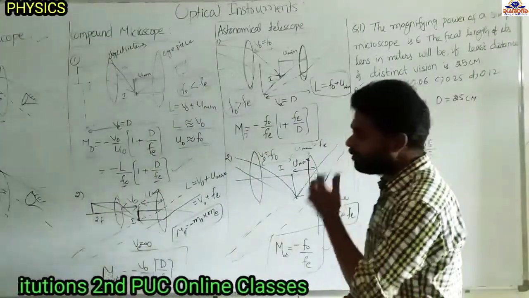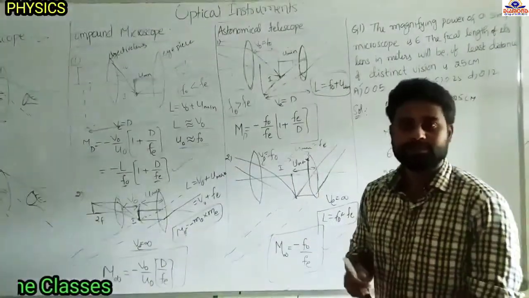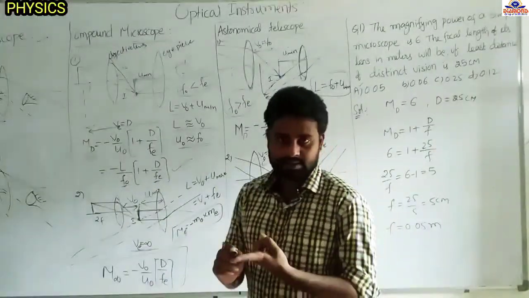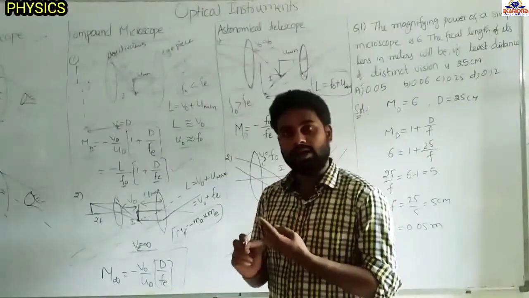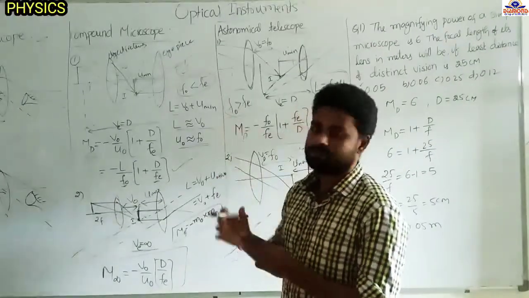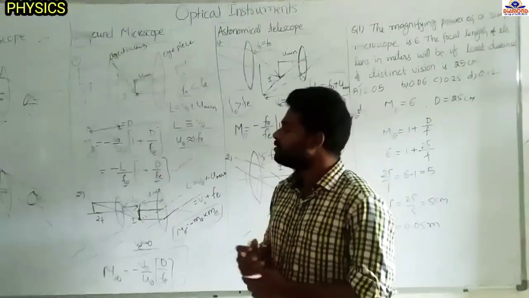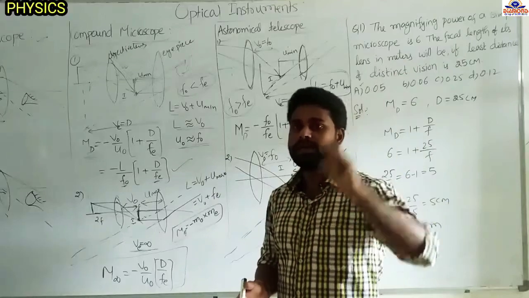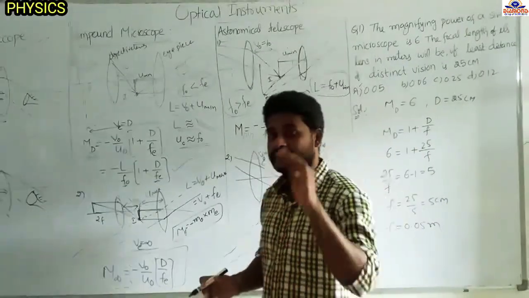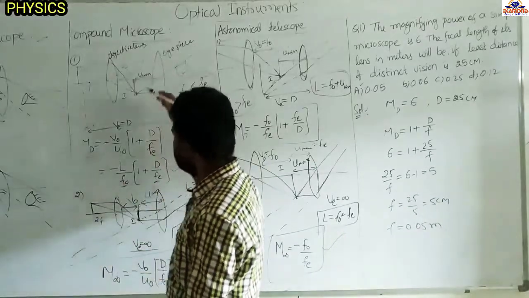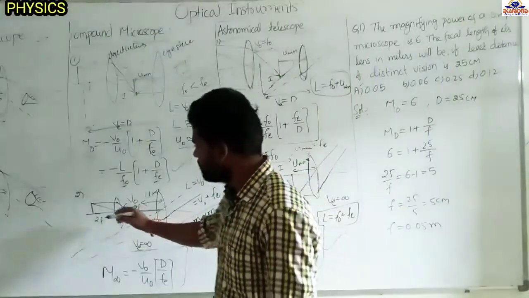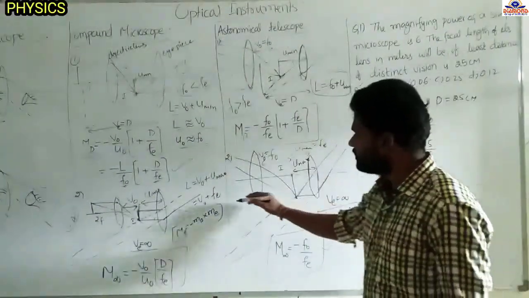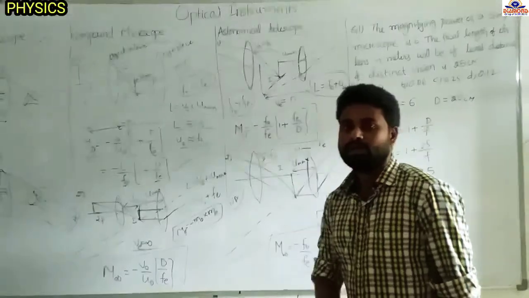The next thing you have to remember: in exams sometimes they may ask about the eye at the relaxed state. If the eye is in the relaxed state or in normal adjustment, that means the image is at the infinity distance. Sorry, the image is at the infinity distance. So in this case it is forming the image at infinity. This is the normal adjustment.